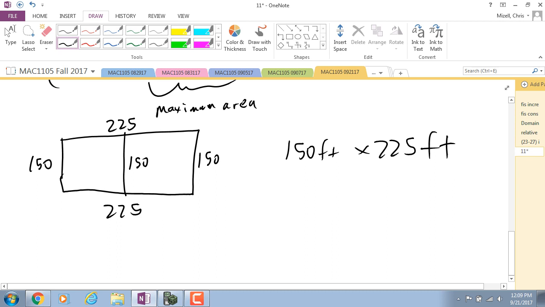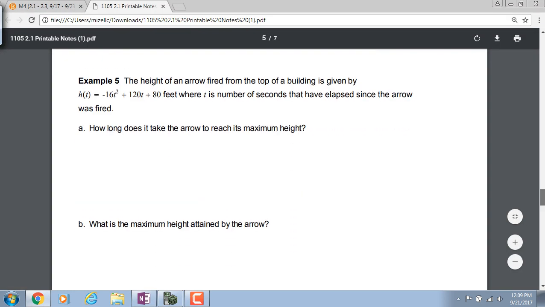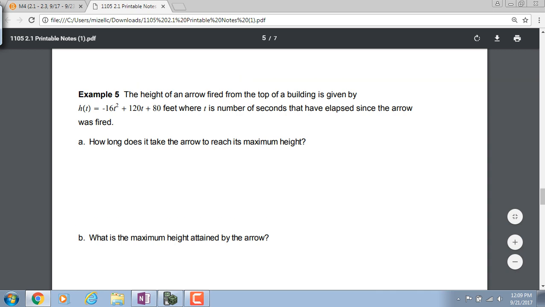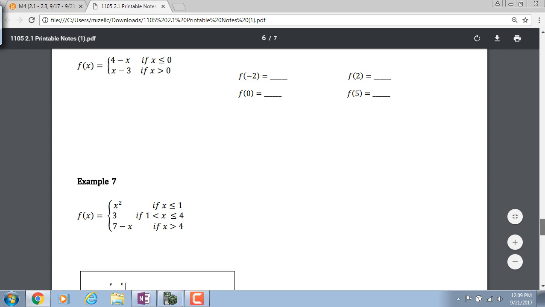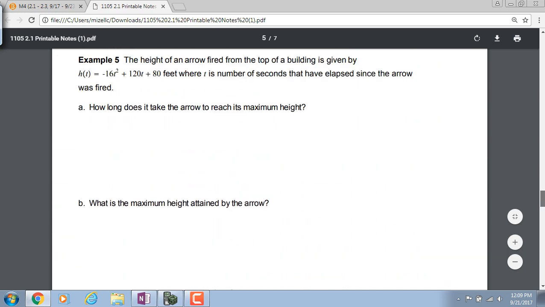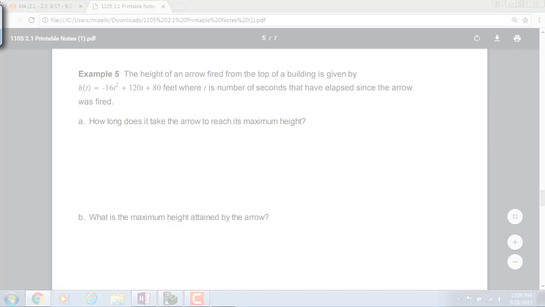Questions about this one? Can you set that function up? It might be a bit of a challenge. Let's see if we got another challenge in here with the 5 minutes and change that we have left. There's the height of an arrow problem. Going to have to talk about the piecewise defined function next time, but in 5 minutes I think I can talk about the height of the arrow problem.